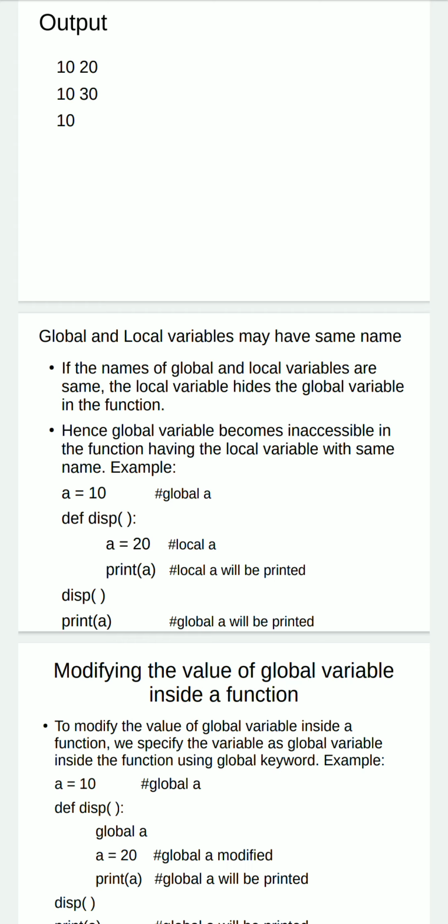In this case, we cannot access the global variable a in the function disp because it has its own local variable a. So whenever we use variable a, its own local variable will be used from inside this function. But in main program we are printing a, that is the global variable, because main program can access only the global variables, not the local variable of any function.